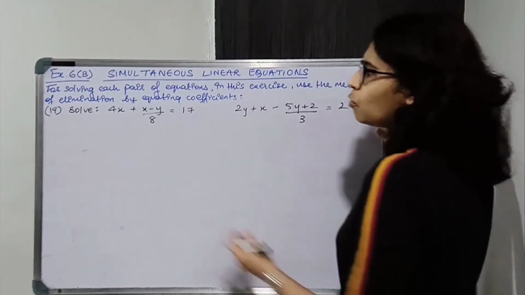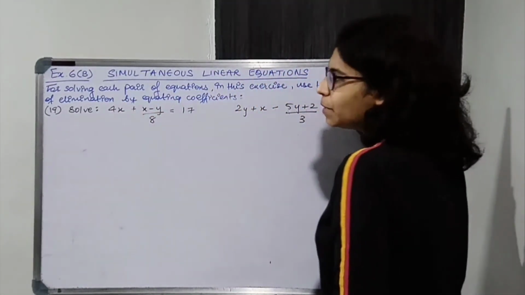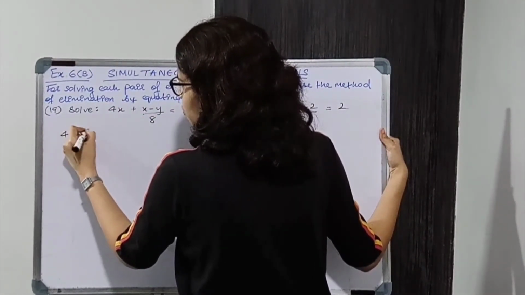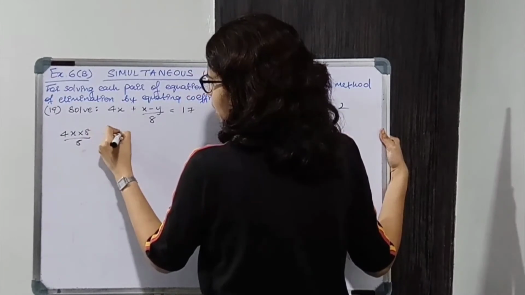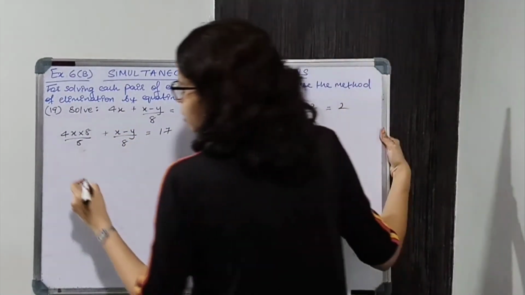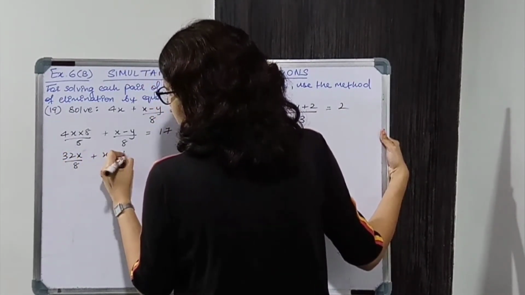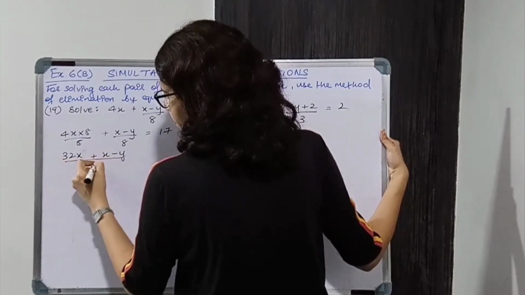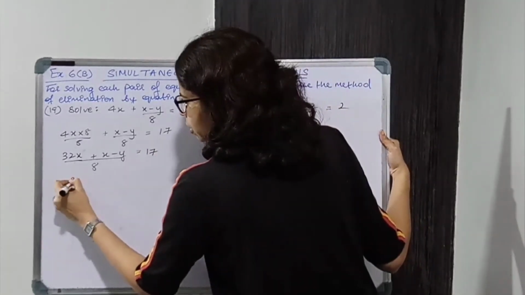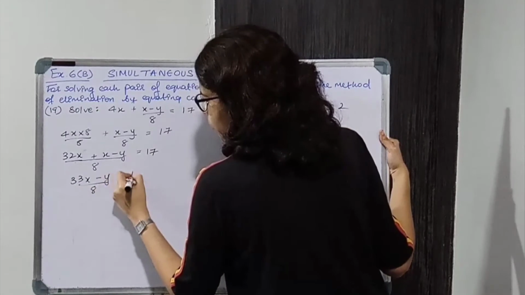Okay, so we need to solve this. We'll multiply and divide by 8 over here. We'll take the LCM. First we'll solve the LHS. So 4x into 8 upon 8 plus x minus y by 8 is equal to 17. Okay, so 32x by 8 plus x minus y by 8, I can take common 8, is equal to 17. So 33x minus y by 8 is equal to 17.